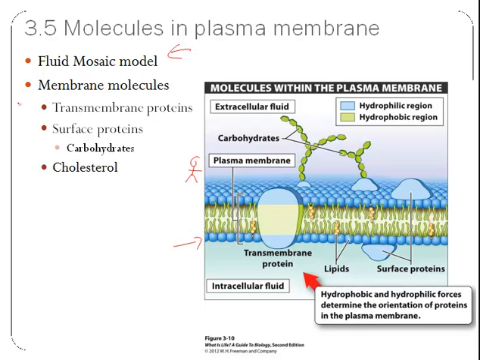We'll talk about the specific membrane molecules. We've got transmembrane ones that pass completely through both layers. There are surface proteins, which are only attached to the surface, either on the inside or outside of the cell. Oftentimes, those surface proteins have carbohydrates or sugars hanging off of them, and we'll look at their importance.